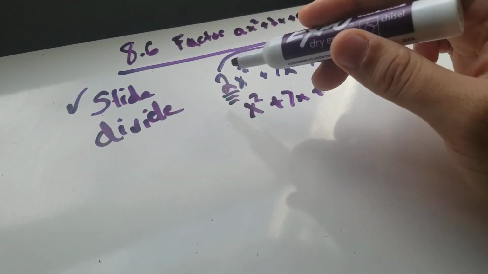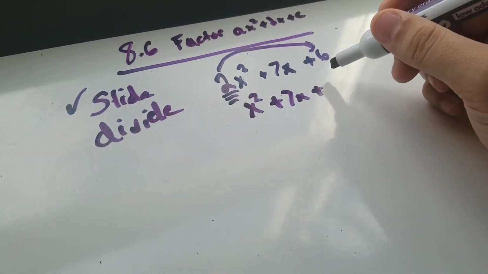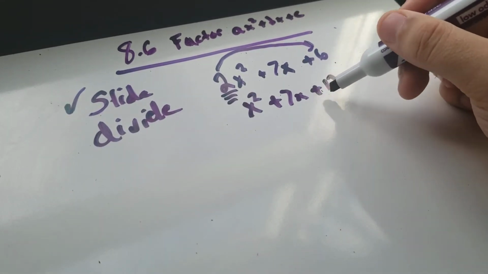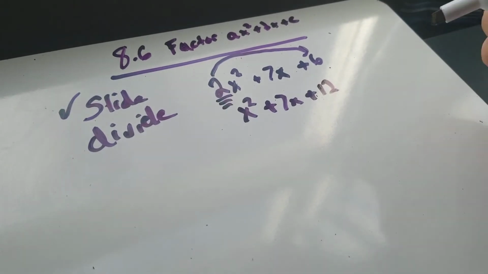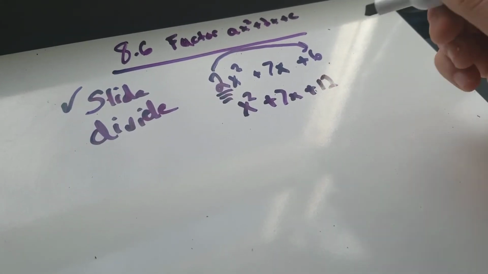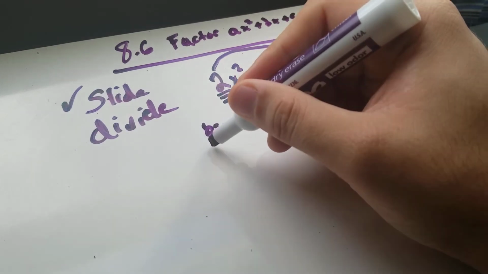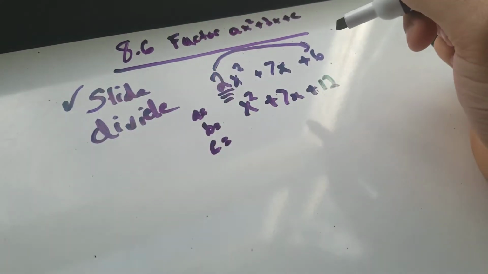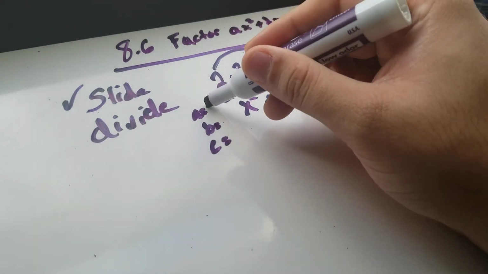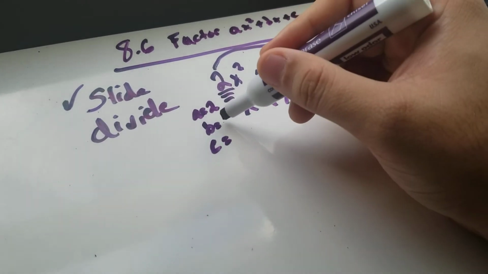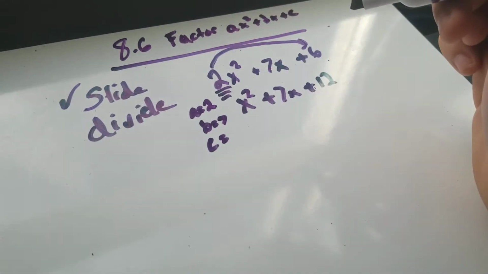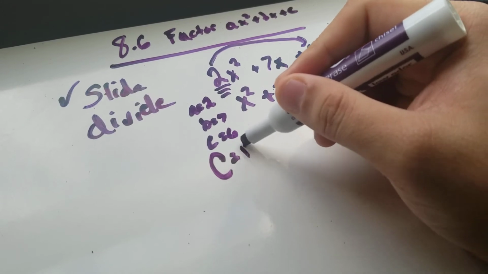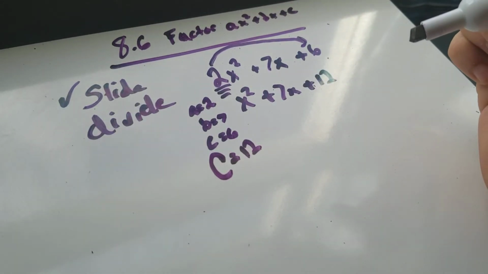Or I think in the instructions I wrote a times c. So a times c, which is 12. This is your new c. I'll use capital C for it. Now let's identify what b is and what c is. And actually, let's identify what a is too. So maybe I should have done that first. A is 2, B is 7, lowercase c is 6, and I'm going to make an uppercase C equal 12.